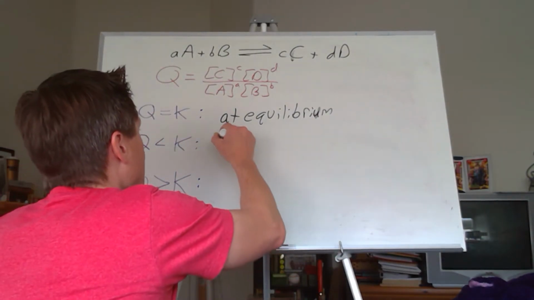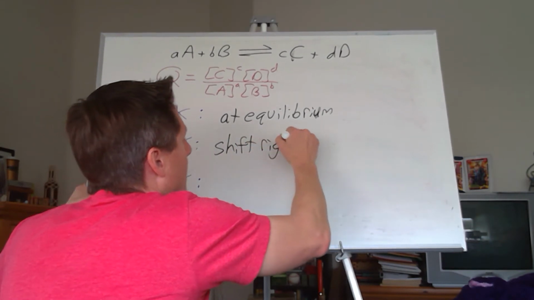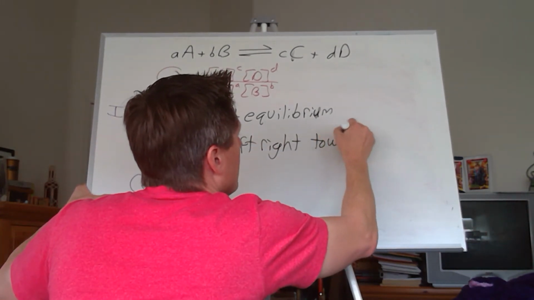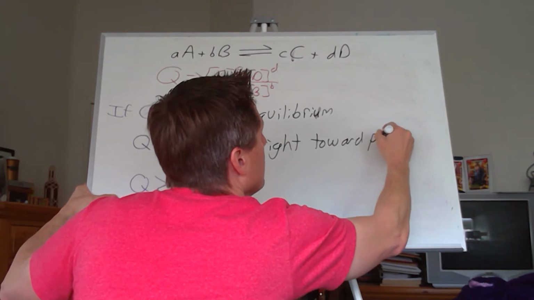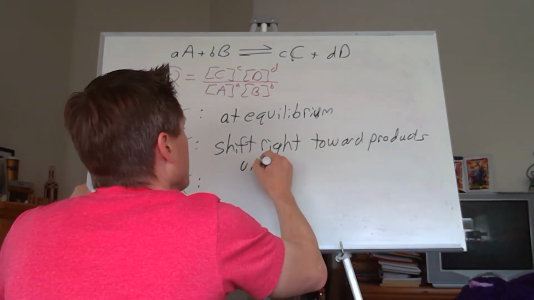It will shift right towards products until Q is equal to K. Pretty straightforward.